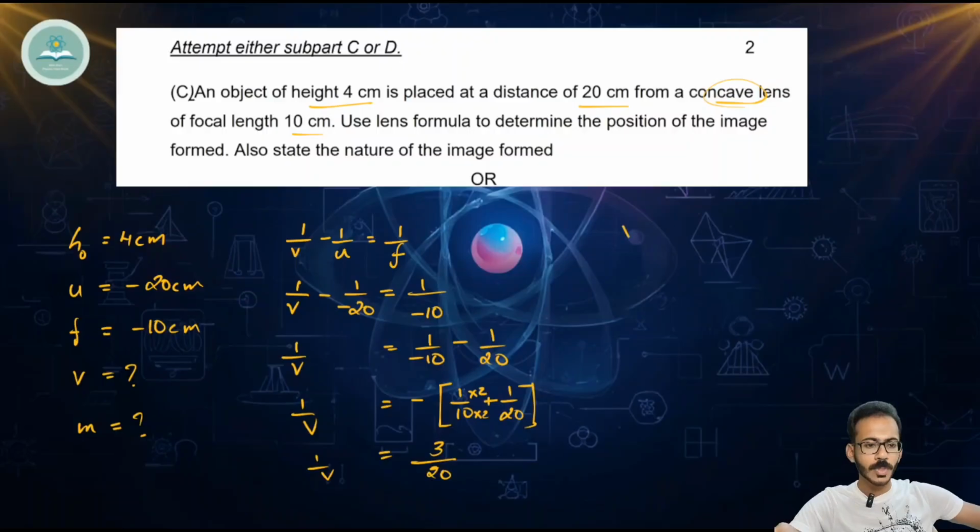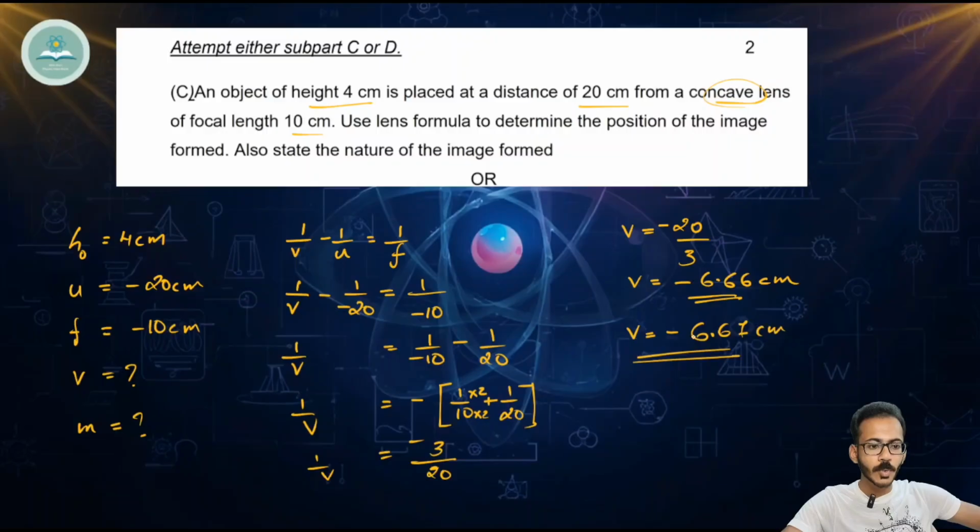So therefore, V is equal to, we'll take a reciprocal on both the sides. So V is equal to 20, minus is common here, minus 20 divided by 3. So we will get V is equal to minus 6.66. Everything is given in centimeter, so here V is also centimeter. If needed, we can round it off to V is equal to minus 6.67 centimeter. So the answer is minus 6.67 centimeter.